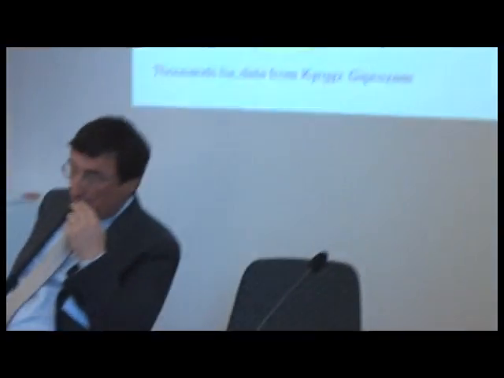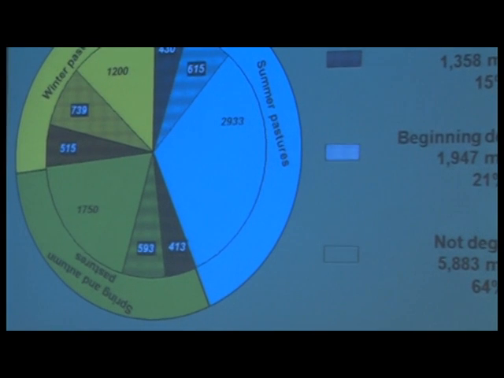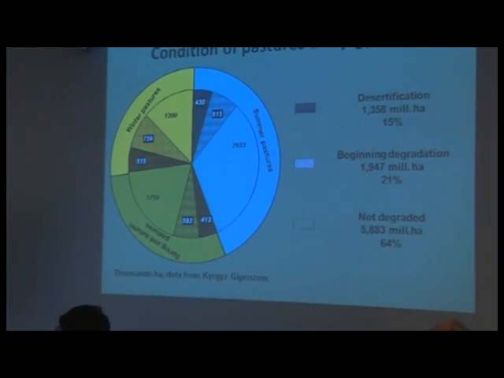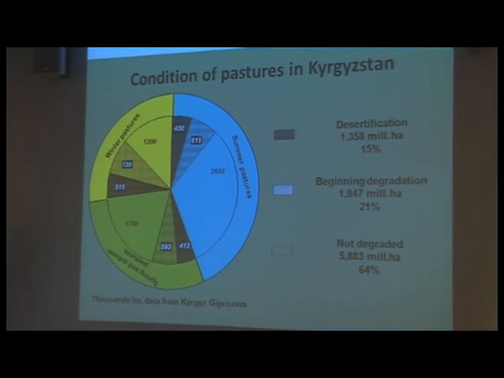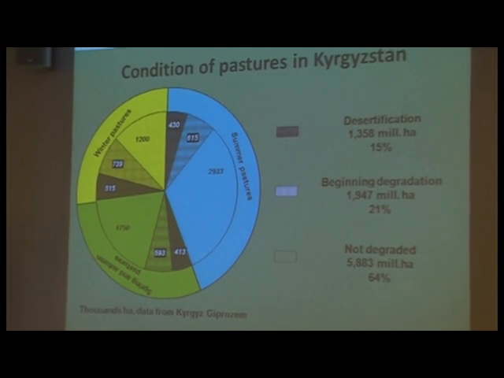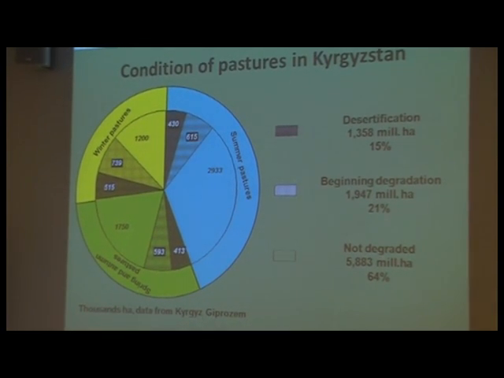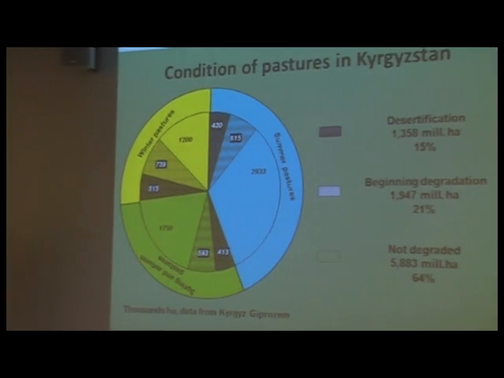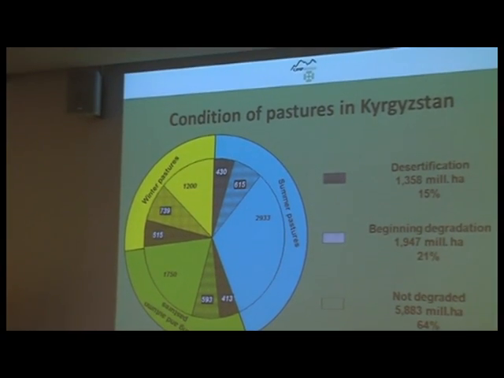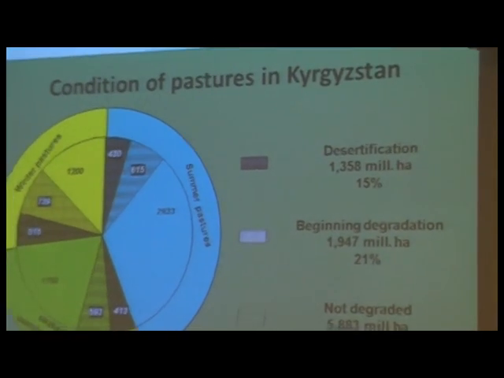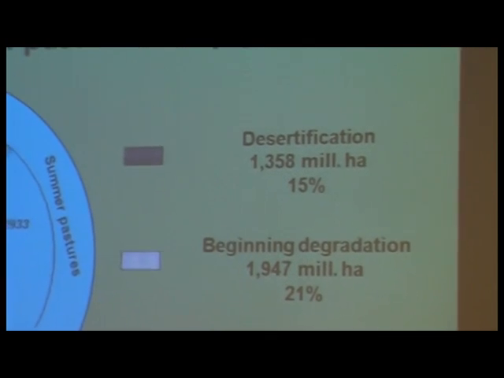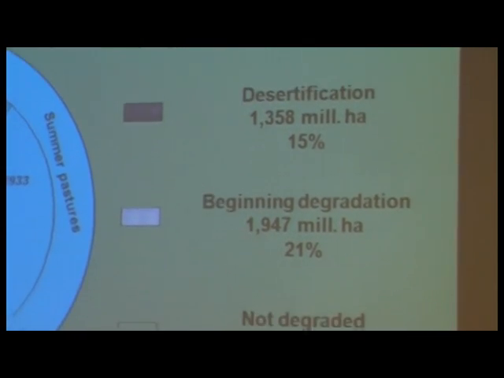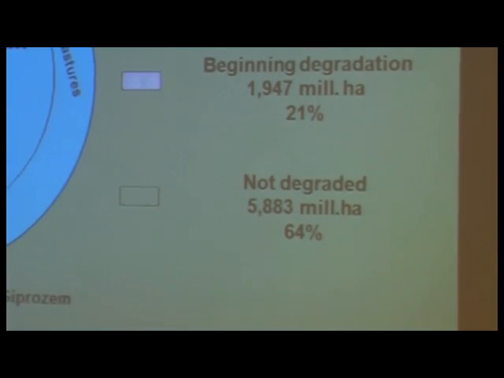You can see that we have winter pasture, summer pasture, and spring and autumn pasture, and the level of degradation. This means desertification. This is the beginning of degradation, and this is non-degraded pasture. This is official data, which is not real, unfortunately. The real situation is worse.